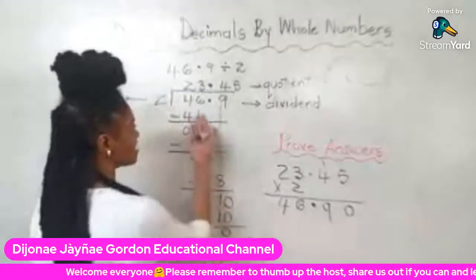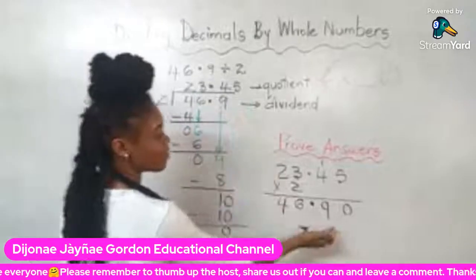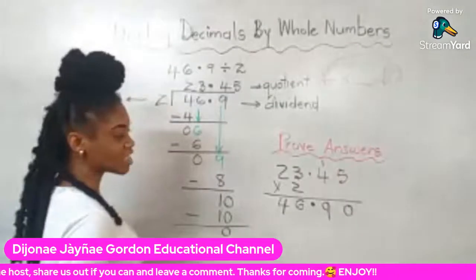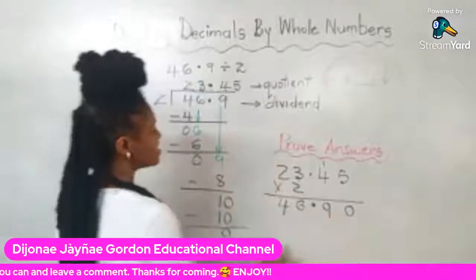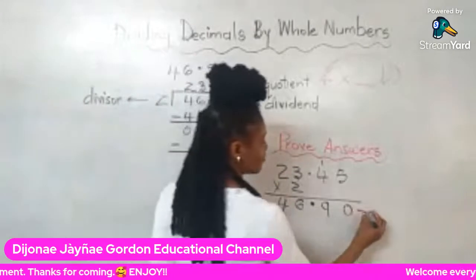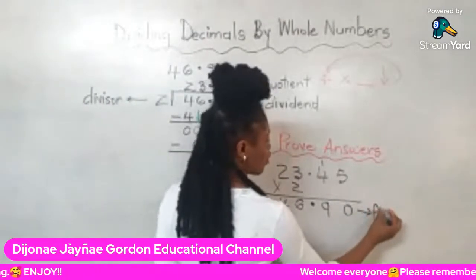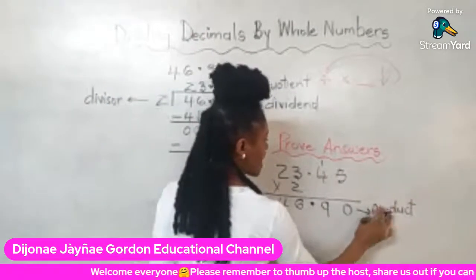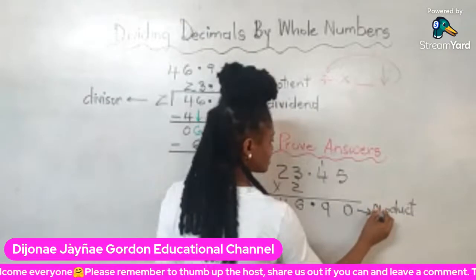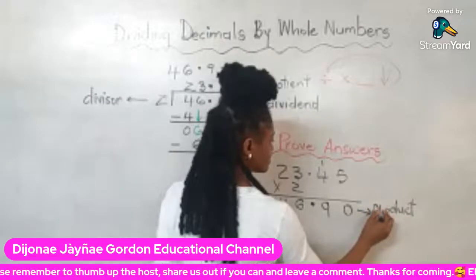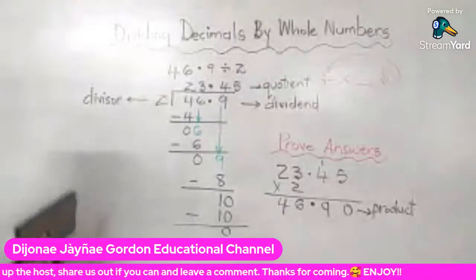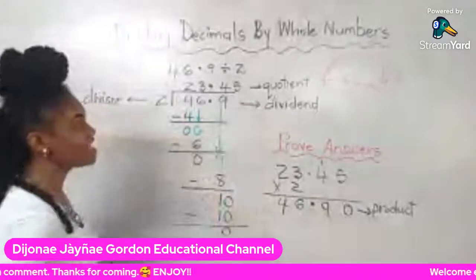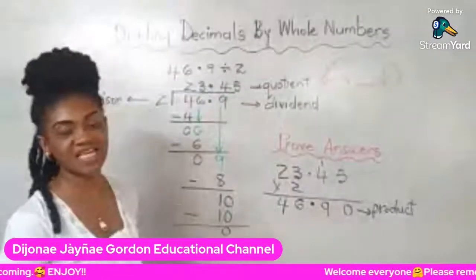46.90 is the same thing as 46.9. Remember, I told you that this 0 right here is just what? A placeholder. It is the same answer. So right here we have our product. That's your product. All right? Great going, guys. All right, so that is your answer. So right here, our product is the same thing as our dividend. So we know that our quotient is correct.